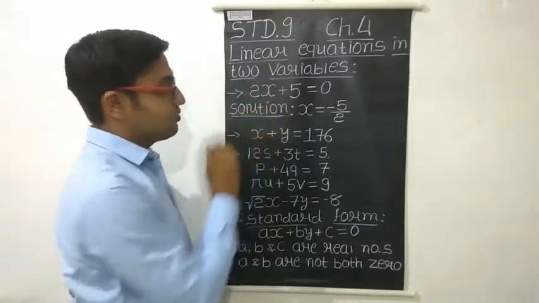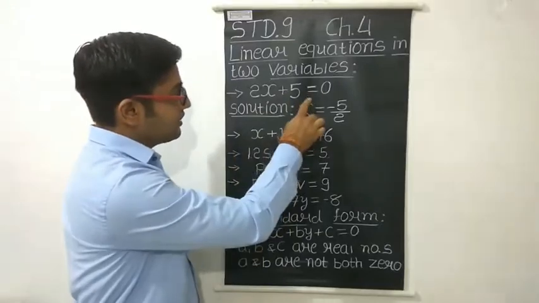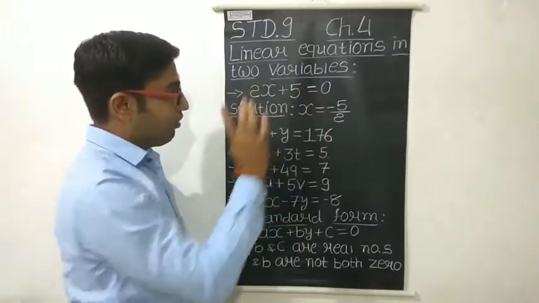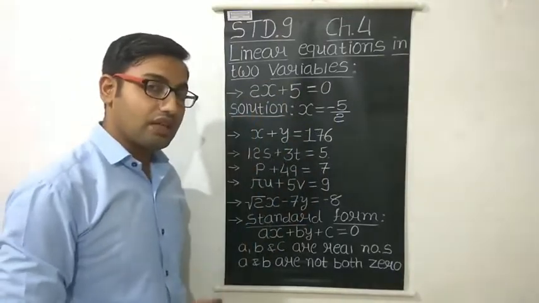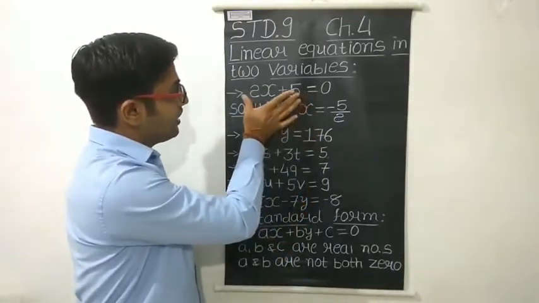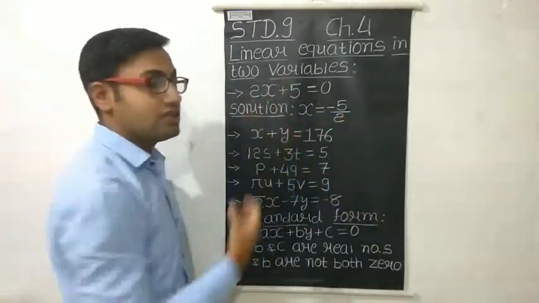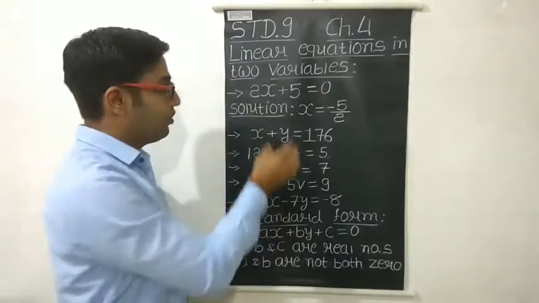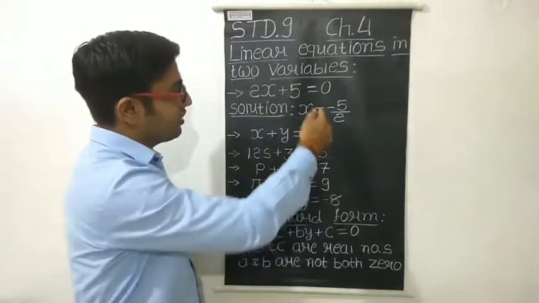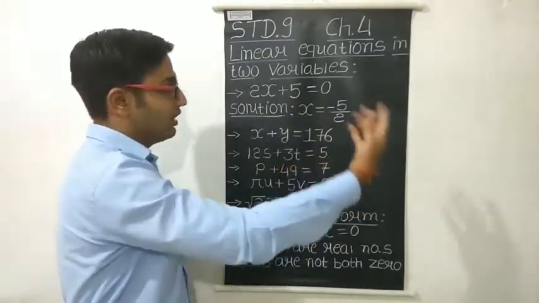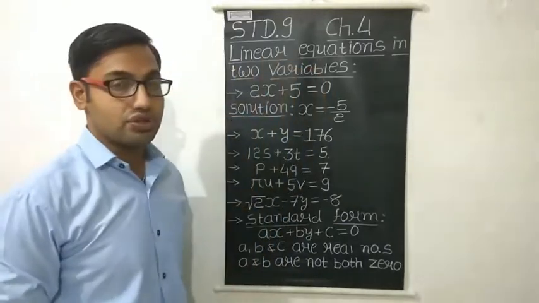So there are two terms. 2x is the first term, 5 is the second term, and there is an equal sign, and the value of this equation is given. That is why it is called an equation, because it is defined that the left hand side is equal to some value, and that value is 0. So we define that whatever we have on the left hand side is equal to some value which is given on the right hand side. That is why it is called an equation.